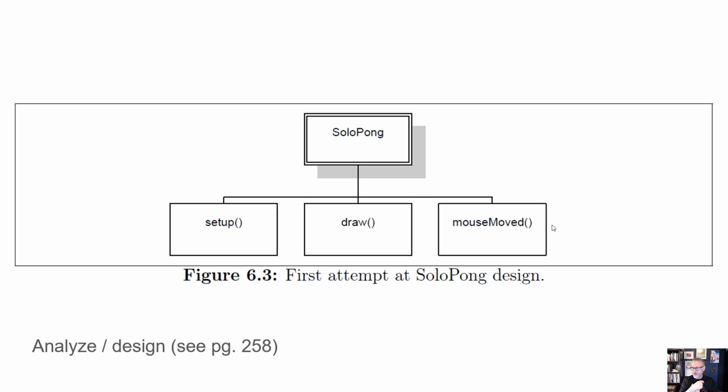Okay, so setup does the initial stuff, sets all our variables, whatever needs to be done before the game happens. The draw method will give us our different motion pieces, right? It takes care of the ball moving and the paddle moving. And then mouse moved will be the part that actually responds to the mouse movement of the user to move the paddle. Okay? So that seems like a good place to start for our initial decomposition of the solo pong game, which is our big problem, into three sub-problems. So now I don't have to think about solo pong as a whole. I can think about the setup part, then the draw part, then the mouse moved part.